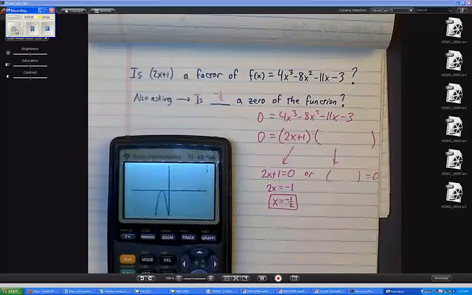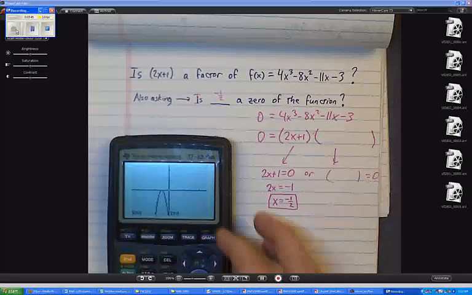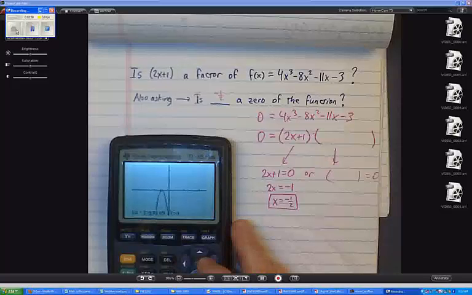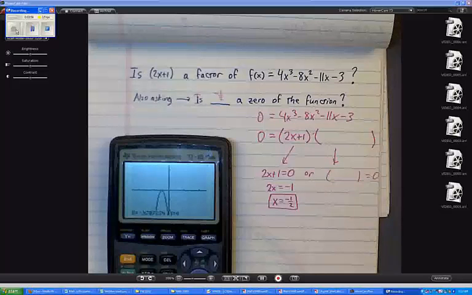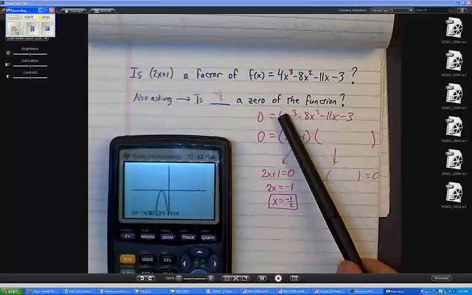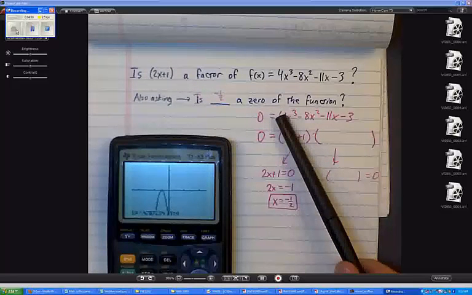Mitch, you were talking about the situation where the curve just kind of kisses the x-axis. The word is tangent. What do you think, guys? Right over here, there's negative 0.53. You guys with me? What do you think? How do you think we should answer the question? Is negative 1/2 a zero of the function? Hard to tell, right? Sure looks close.